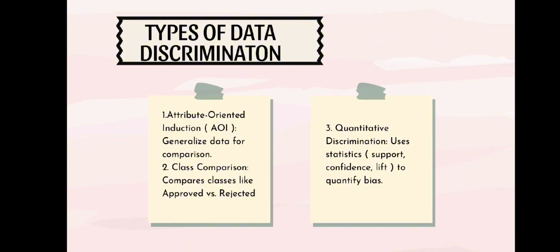So the last one po is quantitative discrimination. This method uses statistical measures to quantify the degree of bias or discrimination present in the data. It gives a numerical value to the level of disparity. For example, using the same loan application data, quantitative discrimination might calculate the lift of income on loan approval. A high lift would indicate that income is a strong predictor of approval, potentially highlighting bias if income is disproportionately affecting approval rates for certain groups. So those are the 3 types of data discrimination. Thank you.